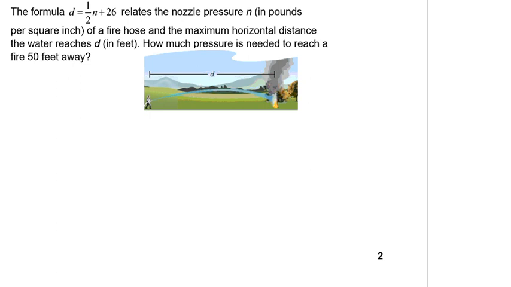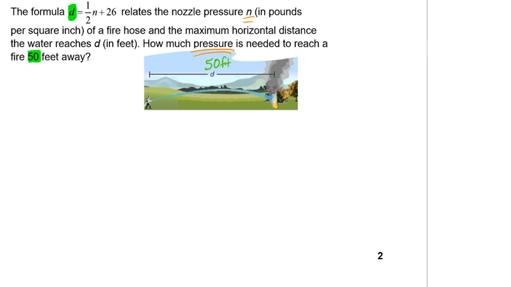So our D is our distance, which we know. So we're going to find all of the pieces that we have. So distance, it gave us the distance of the fire. It was 50 feet away. And it says how much pressure is needed. So remember, the pressure is N. So we want to solve for N when D is 50. So the first thing we want to do is, let's see here, so we know that the distance of our fire is 50 feet. And we're looking for N.